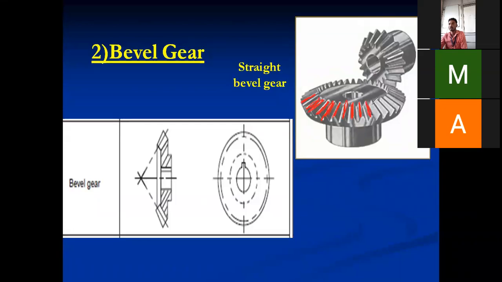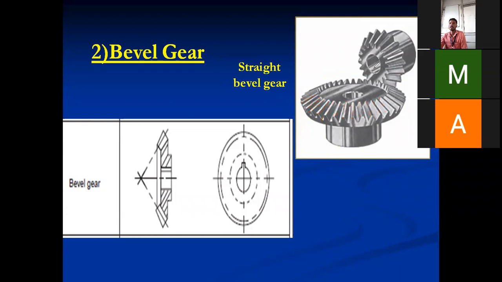Can you see it on your screen? Tips are now inclined to the shaft axis. It is called a bevel gear. Tips are inclined to the shaft axis. It is called a bevel gear. Are you with me? Is it clear or not? Yes, sir. So tips are inclined to the shaft axis. It is called a bevel gear.